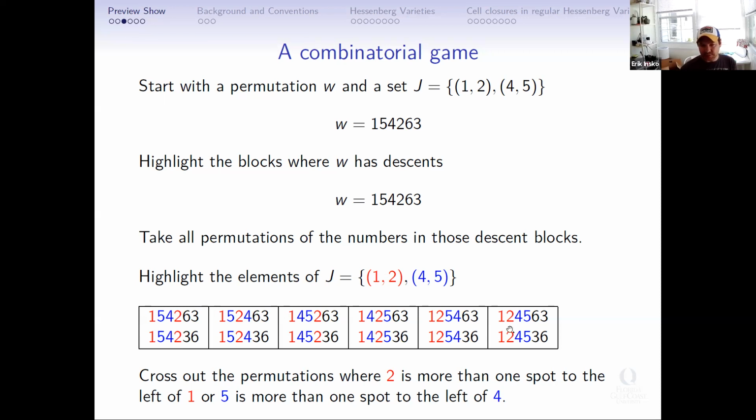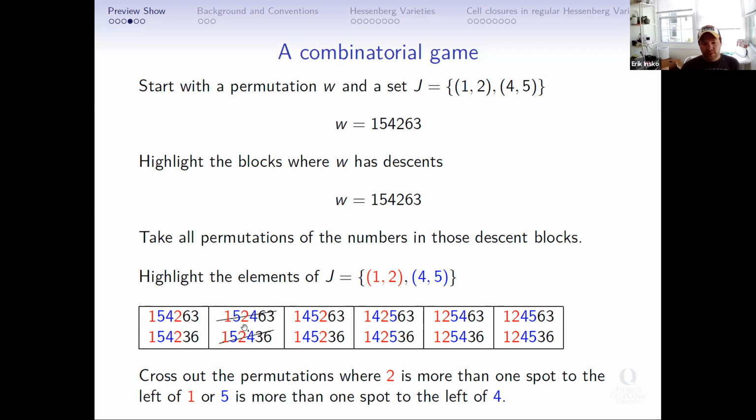Actually, that doesn't show up in these examples at all. But we do see that 5 appears to the left of 4 and is more than 1 spot to the left of 4 in this column right here. So we're going to cross out those 2 permutations and keep all the rest. If you can pass this combinatorial rule, that you can't have what you would call a long descent, maybe a descent over another number, then that is what we say is J-admissible. So these 2 are not J-admissible. The rest of the permutations are J-admissible.